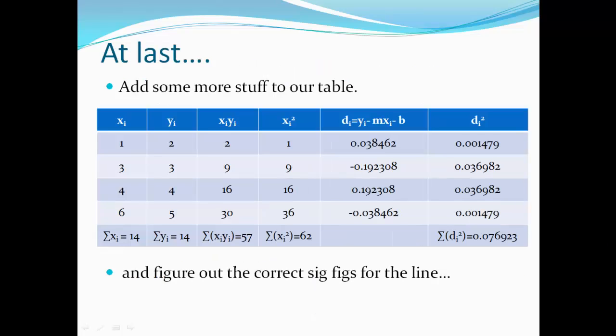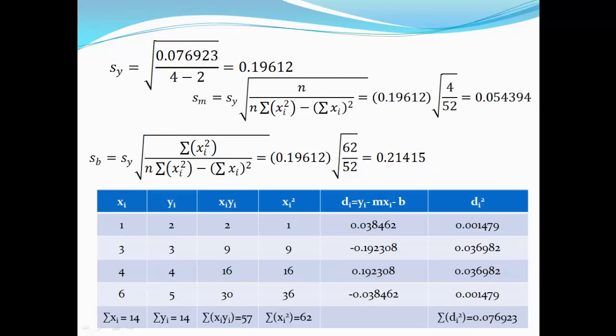And here you'll see that I've added more stuff to our table. We have the original stuff on the left, and then I've added what di is, which is yi minus mx minus b for all of the points. And then I went ahead and squared di, so I can get all positive numbers. That's the whole point. Once you do this, then you're ready to figure out the correct number of sig figs for your line. And here I'm showing it to you.